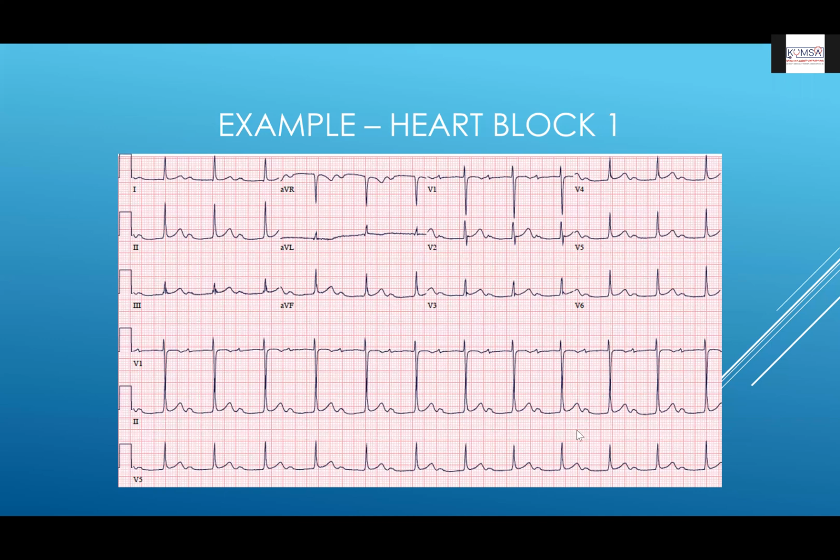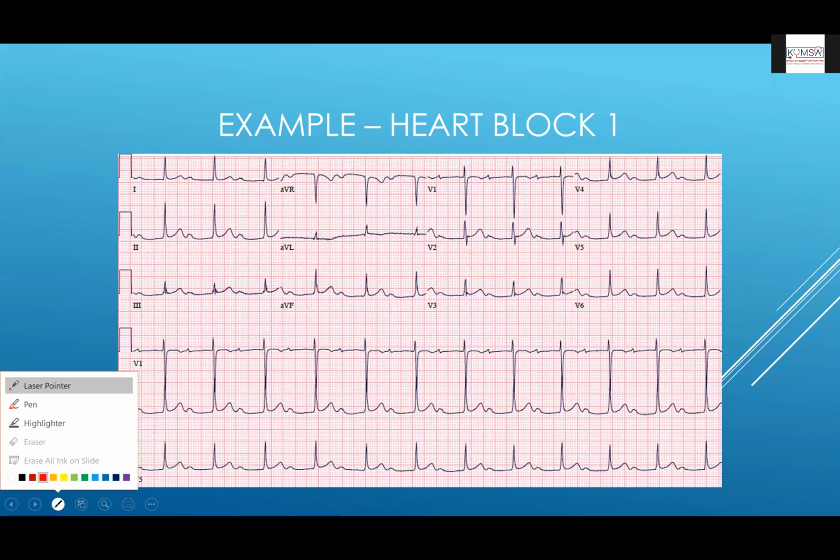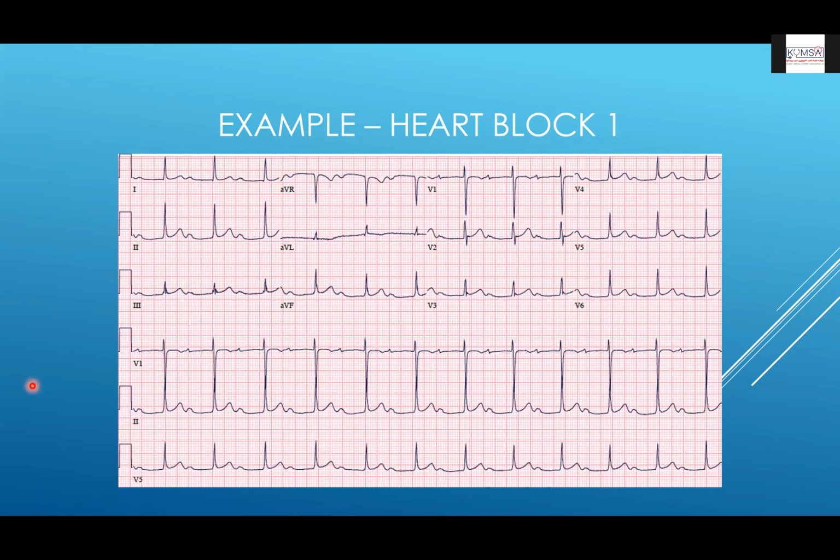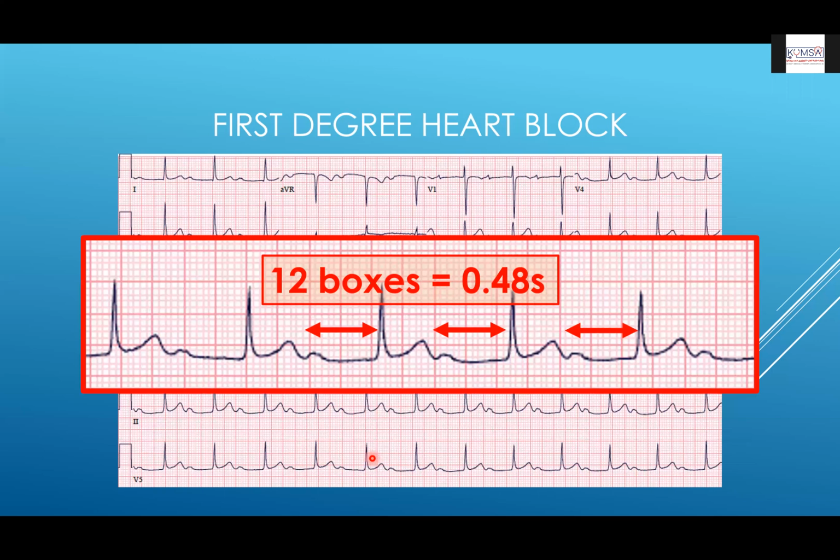So same thing, we look at the rate. It's a regular rate, normal rhythm. So that's a QRS, that's a T, that's a P. And see that prolonged PR interval. It's up to 12 boxes, so that's almost half a second delay between the P and the QRS. So this is a first degree heart block.